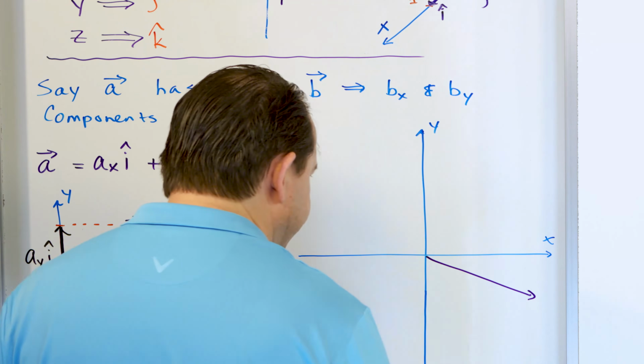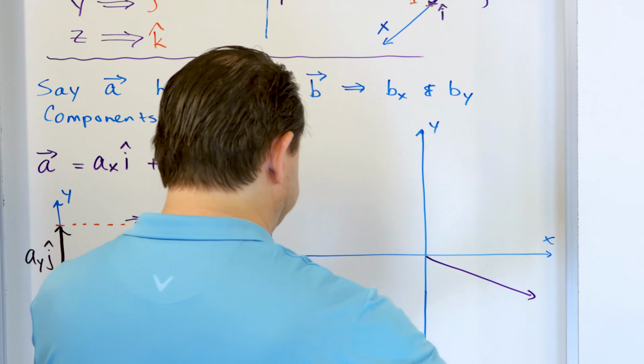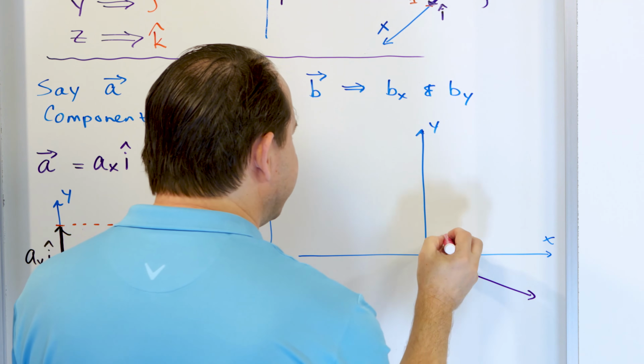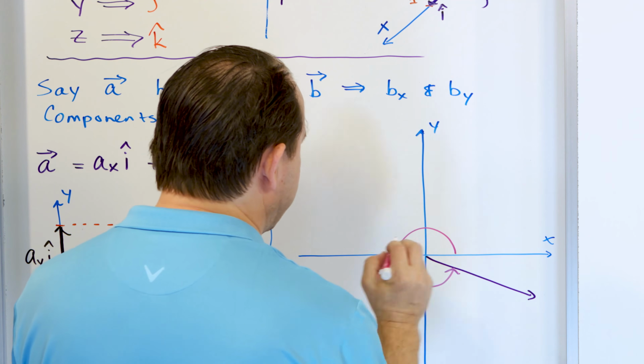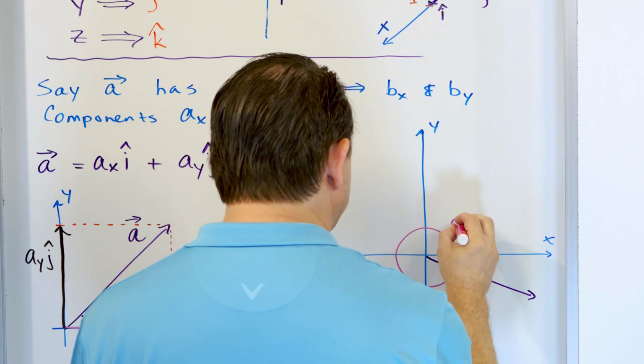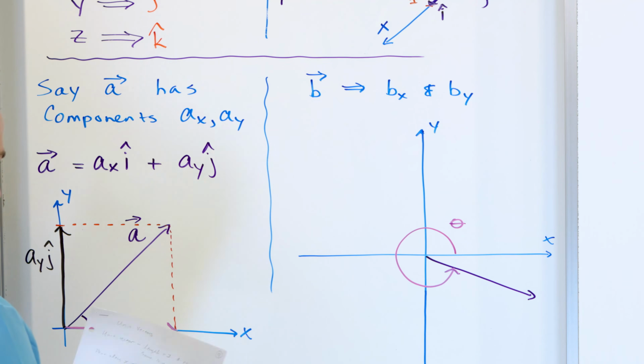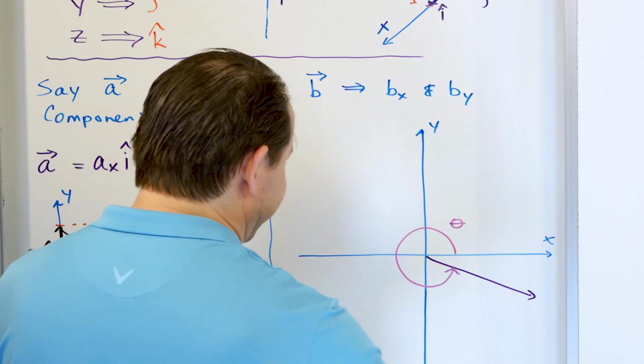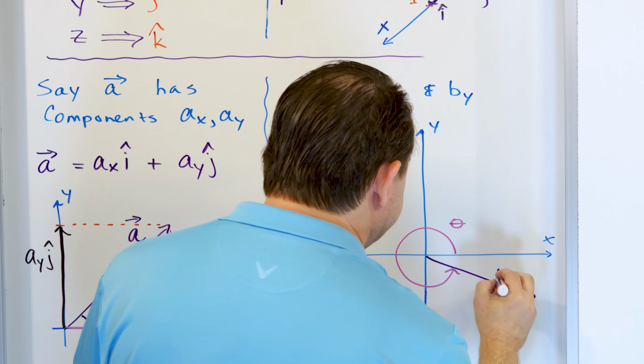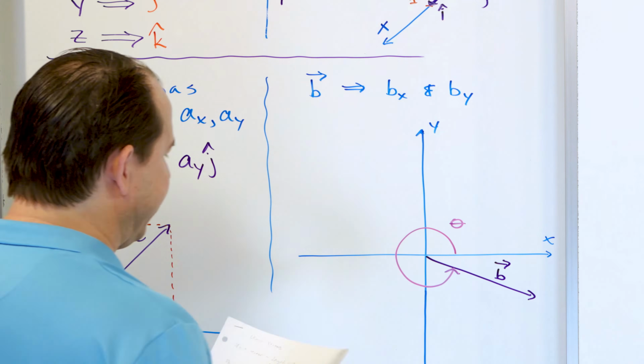What would be the angle to this vector? Angles are measured with respect to the positive x-axis, so the angle is all the way over here. We still call it angle theta. It's bigger than 270 degrees, but smaller than 360 degrees, right? What's the name of this vector? This vector is named b. B vector, that's what it's called.